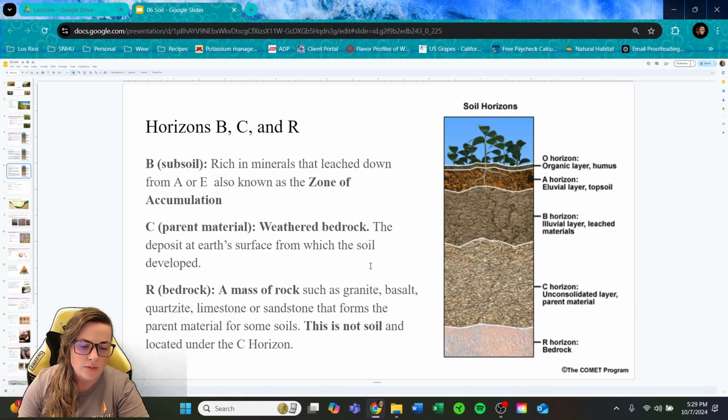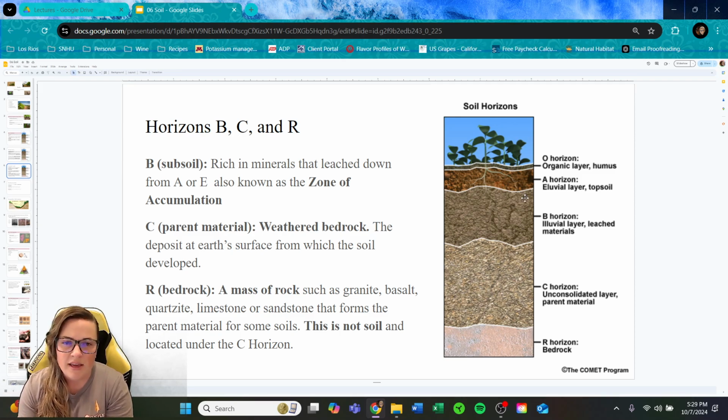Moving on to horizons B, C, and R. So next we have the B horizon, which is subsoil. This is rich in minerals that leach down from A or E. E is not on this chart. Most charts don't talk about E.